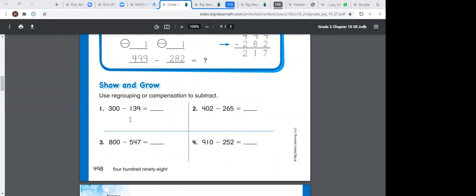Why 1? Because you have here 0. What's the number that comes after 0? After 0, 1. We want to subtract 1 to get 299. So let's write here minus 1, minus 1. Make it like this. 300 minus 1, 139 minus 1.